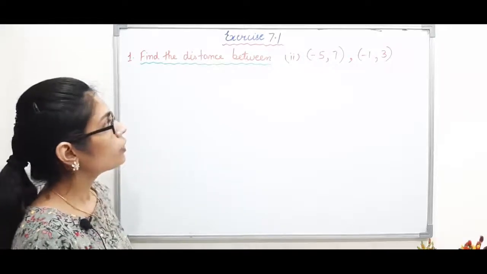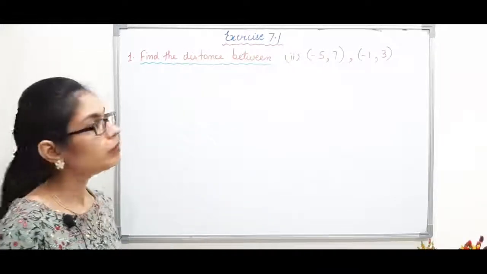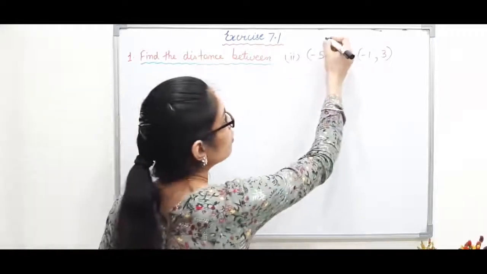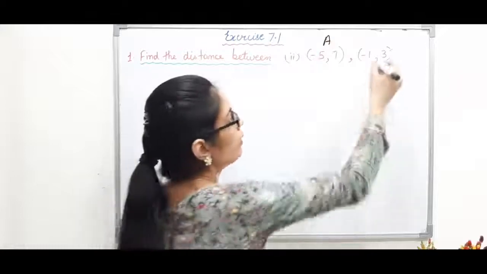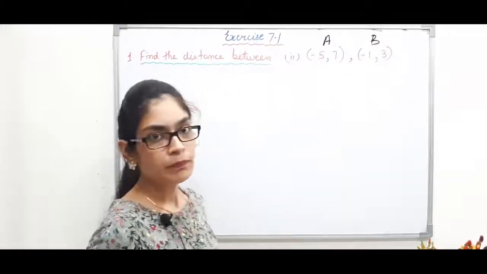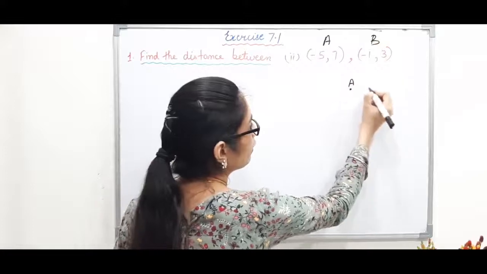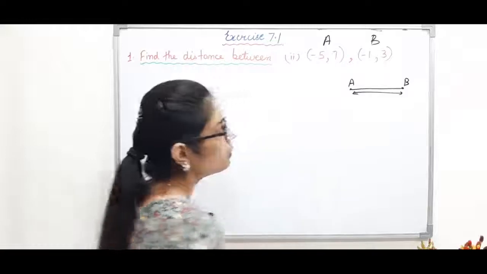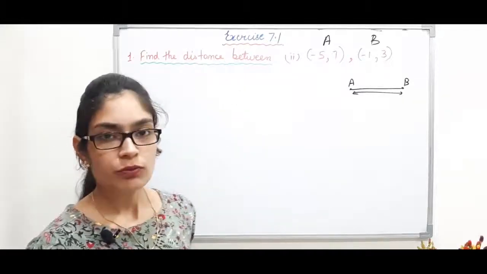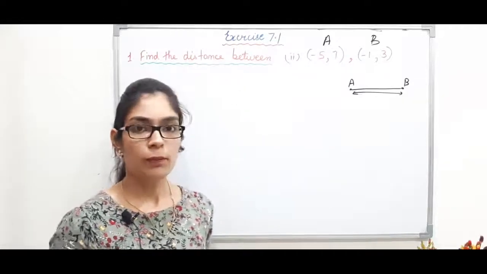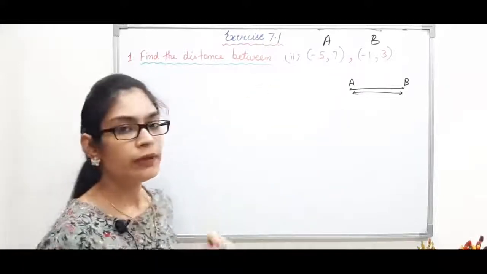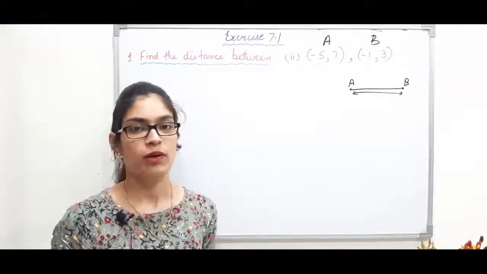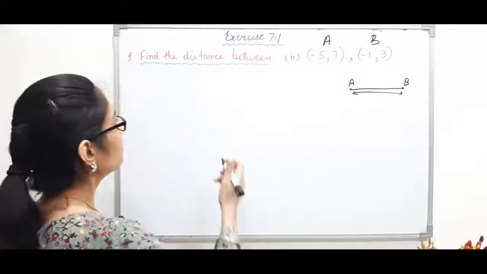So the first question of this exercise is to find the distance between these 2 points. I will assume this point as point A and this as point B. So I have to find this distance. We have already discussed the distance formula in the previous video, so we will use this formula here. Now 3 parts are there. 1 part I will do with you, and 2 parts you have to try yourself because this question is very simple. So let's do it.